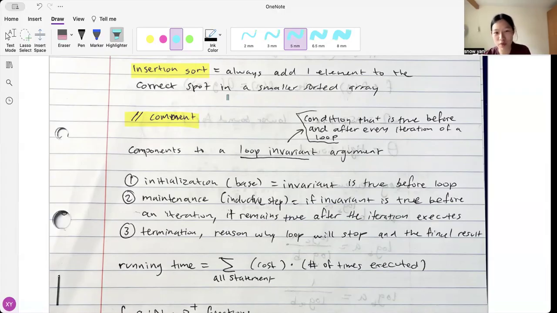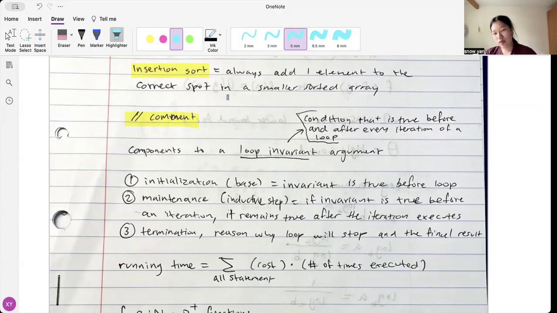If the invariant is true before an iteration, then it remains true after the iteration executes. In other words, executing the loop doesn't break the invariant: if it was true, it's still true. The last part is termination: the loop will stop, and the invariant will still be true. The reason the loop stops is usually a variant that decreases and tends to zero. And then getting the final result shows that the loop invariant is still true.